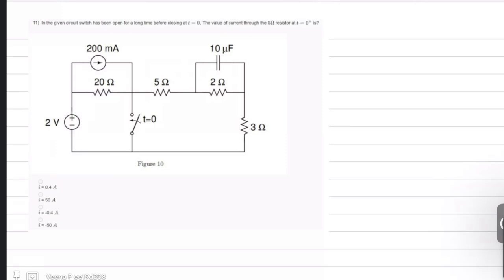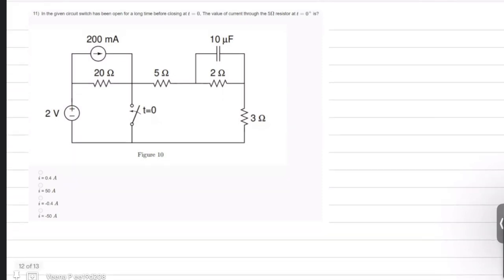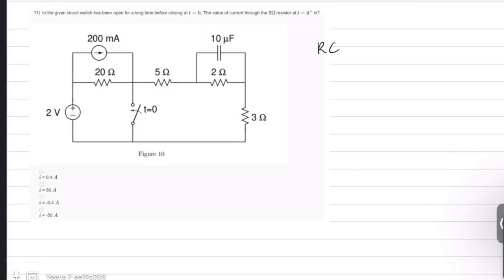In the given circuit, the switch has been open for a long time before closing at t equal to 0. The value of current through the 5 ohm resistor at t equal to 0 plus is. So in the given circuit, you have resistors as well as capacitors. So it's an RC circuit. So this is a problem on DC transients on an RC circuit.